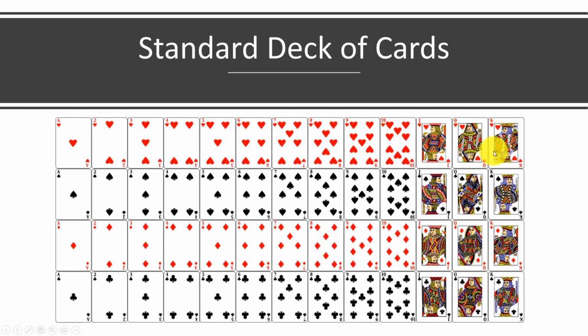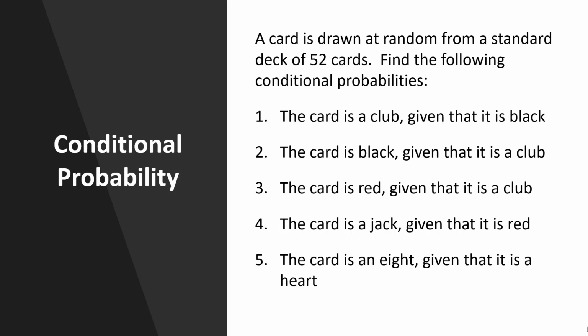So again, the number of cards is 52. There are 13 hearts, 13 spades, 13 diamonds, and 13 clubs. And that sum adds up to 52. Half the cards are black, half the cards are red. A card is drawn at random from a standard deck of 52 cards. Find the following conditional probabilities.